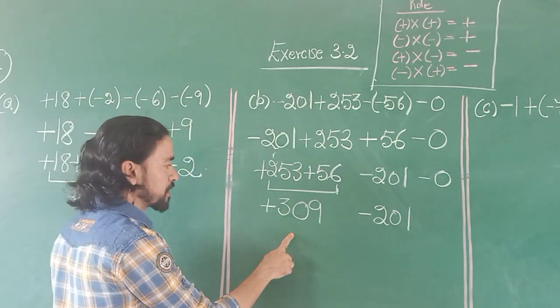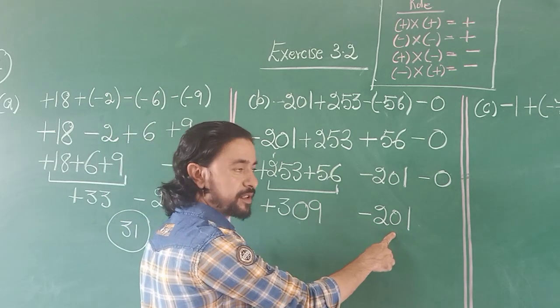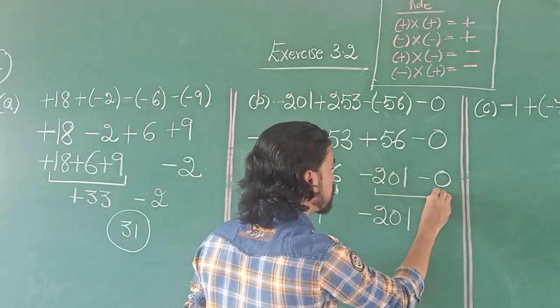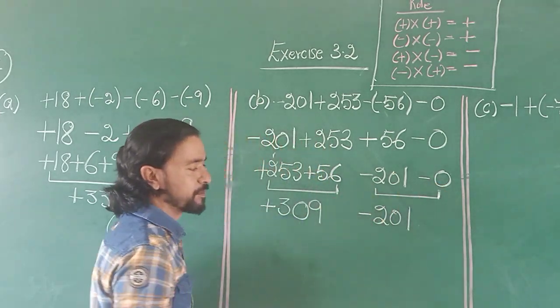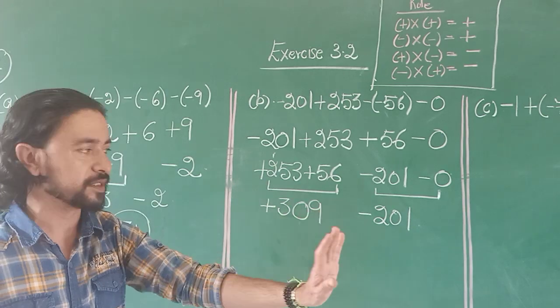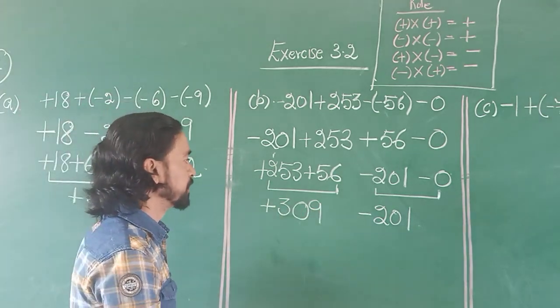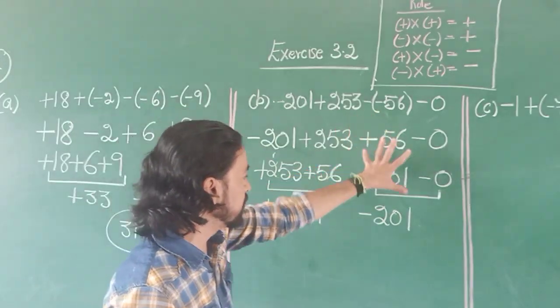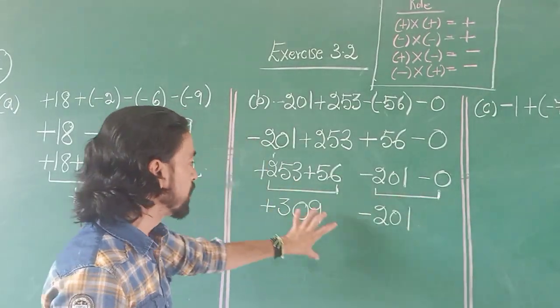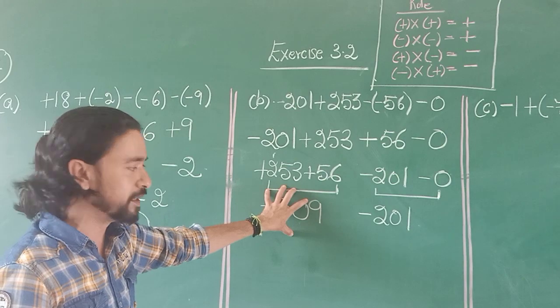Now I've got a positive and I've got a negative. So you get all your positives and get one answer. Here also minus 201 and minus 0 will give me minus 201. That 0 is not going to make any difference to the answer. So positives one answer, negatives one answer. Now from the greater, take away the smaller, put the sign of the greater number.